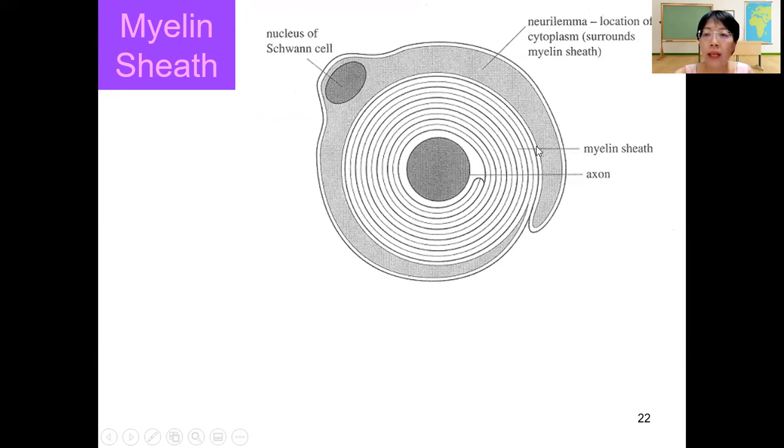So this whole layer of the layers of cell surface membrane will form the myelin sheath. Then right at the top here will be the layer called the neurilemma. So neurilemma is not a sheath. It is a layer that covers the myelin sheath. And this layer is made up of the cytoplasm of the cell as well as the outermost cell surface membrane. It also contains the nucleus. So this is the neurilemma.